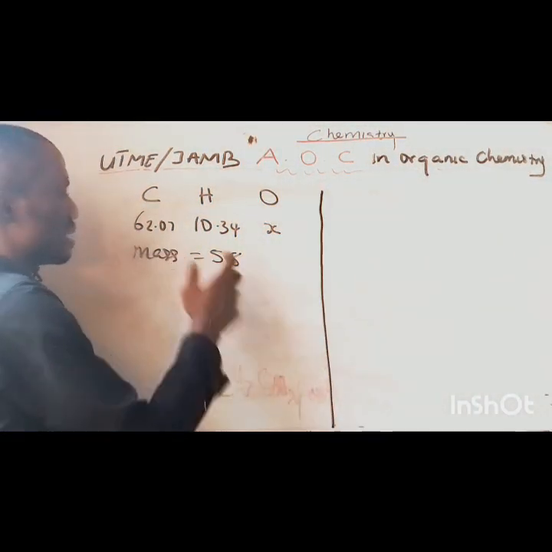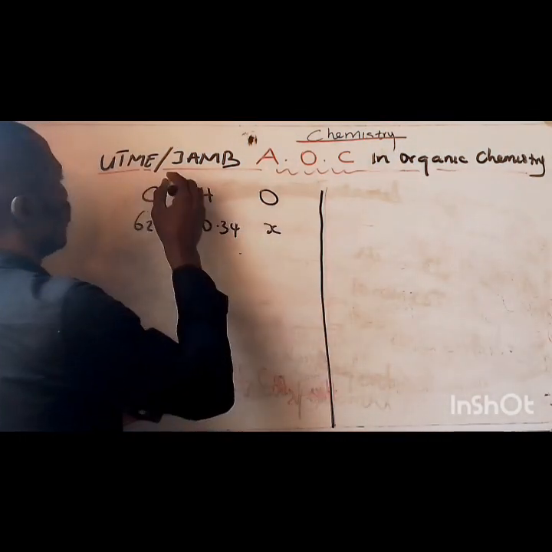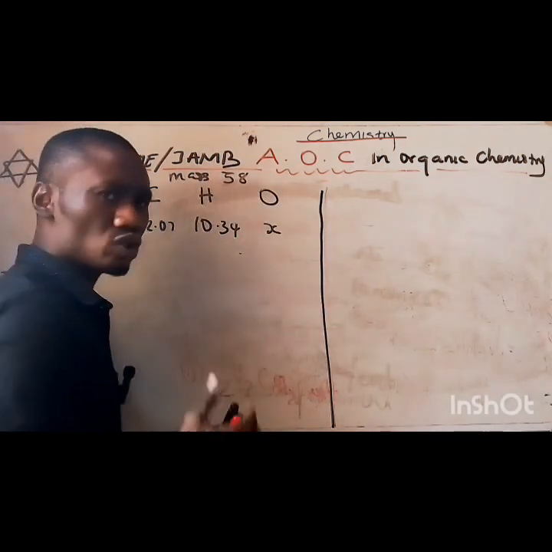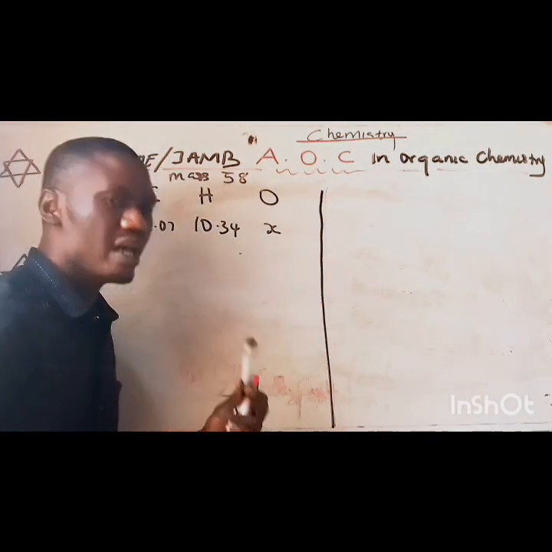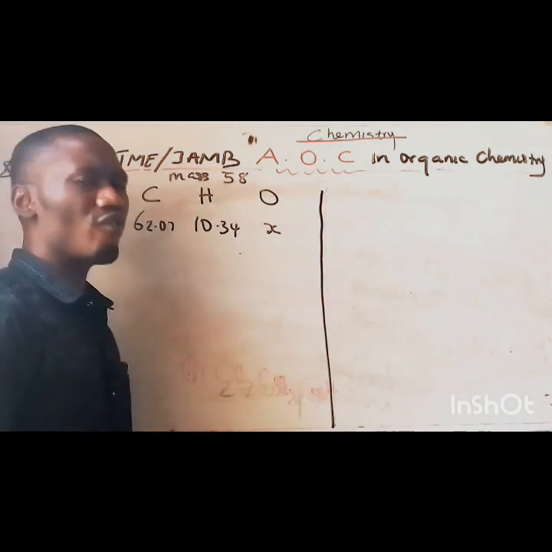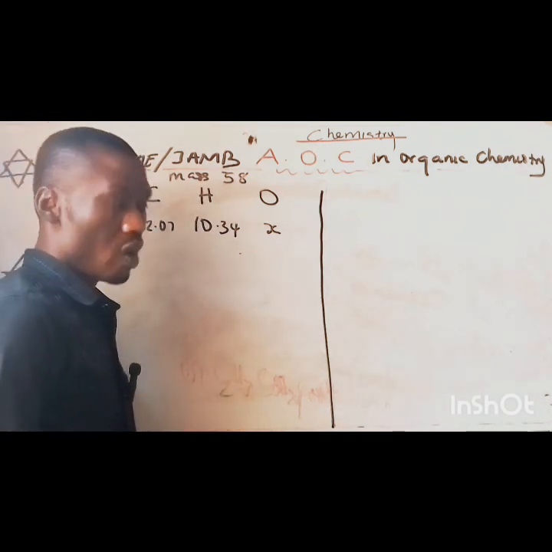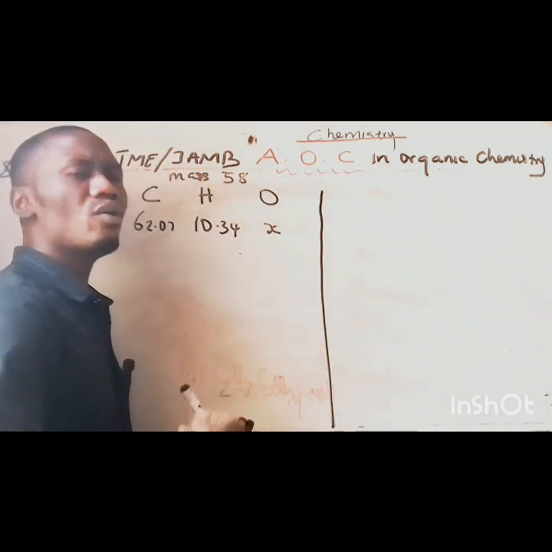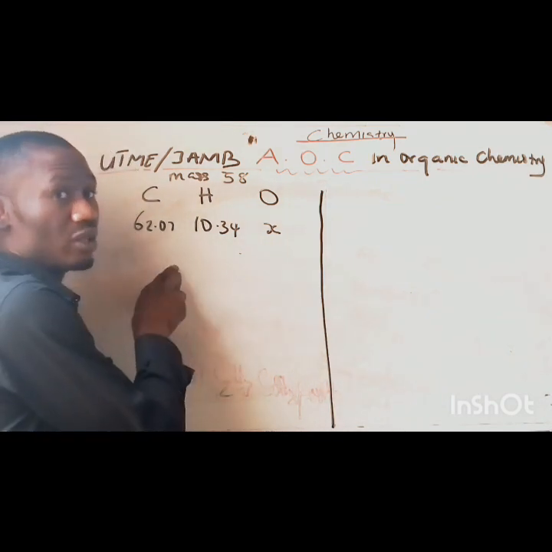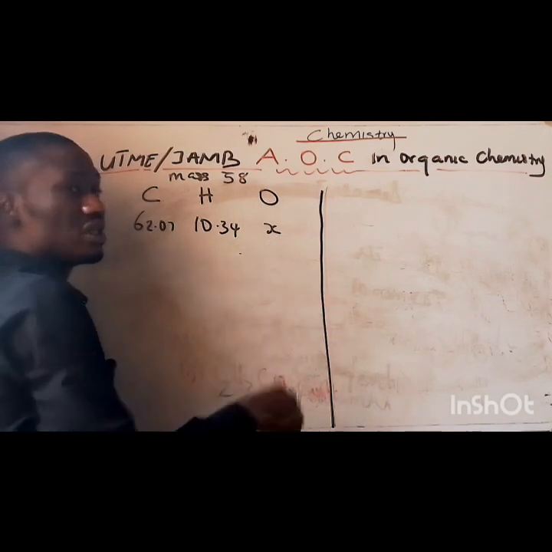Now, from this setting, let me put the mass up there so that it will not distract me. The mass of this compound is 58. I'm trying to show you how the question will look. In a normal question, they will ask you, calculate the empirical formula and the molecular formula of an organic compound, with the molar mass of 58, and taking that the percentage of carbon is this, the percentage of hydrogen is this, and the percentage of oxygen is unknown.